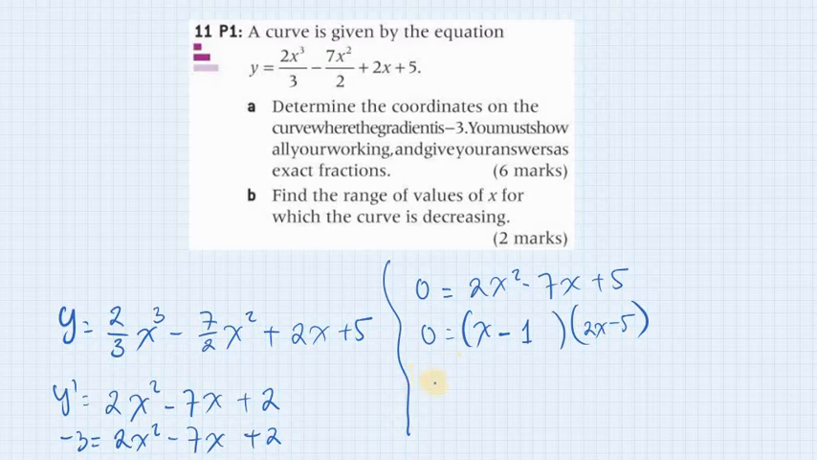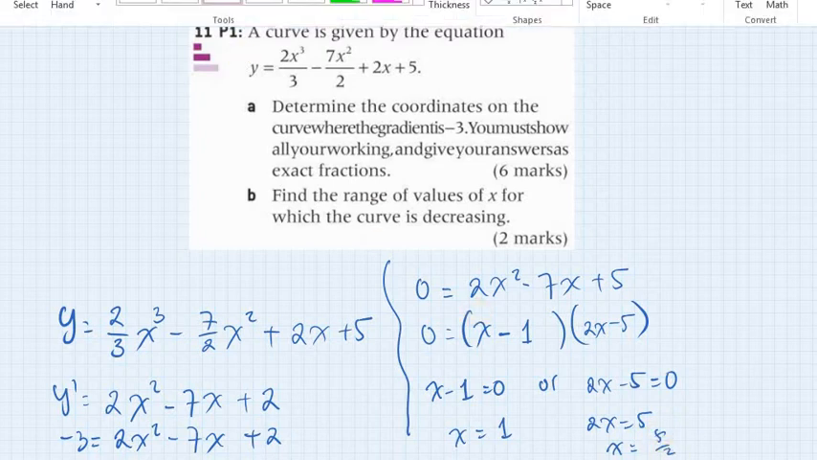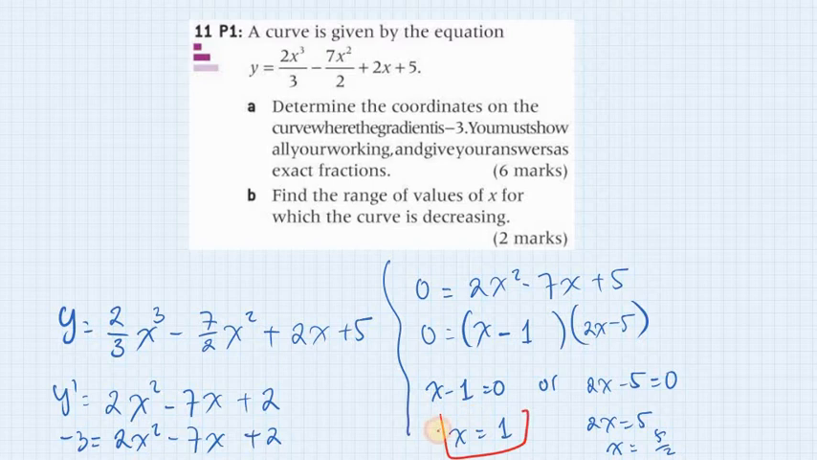So from here we will have x minus 1 equals 0, or 2x minus 5 equals 0. From here we will have x equals 1, or 2x equals 5, x equals 5/2. We have the values of x, but remember the question asks us to find the coordinates. We need the y as well.